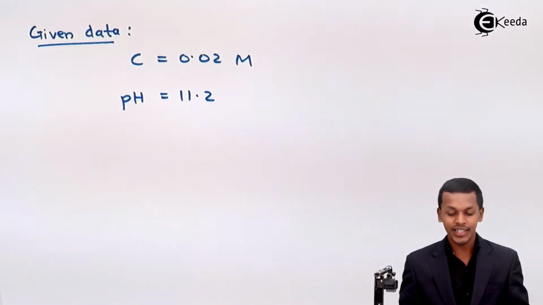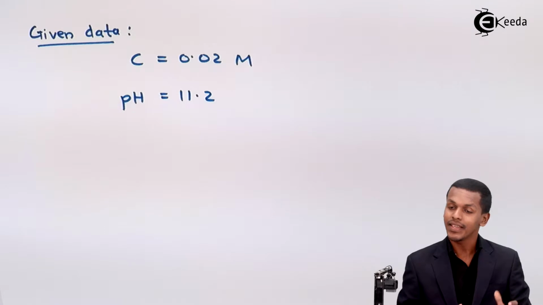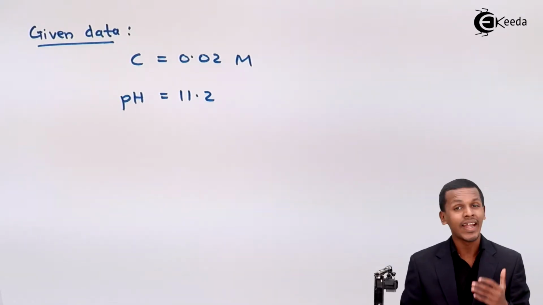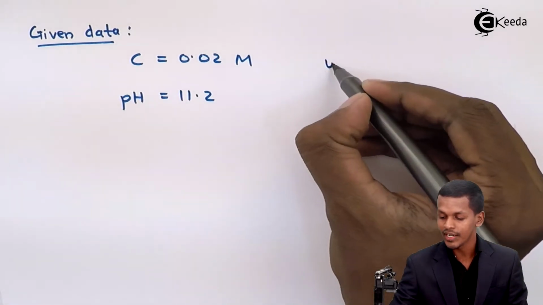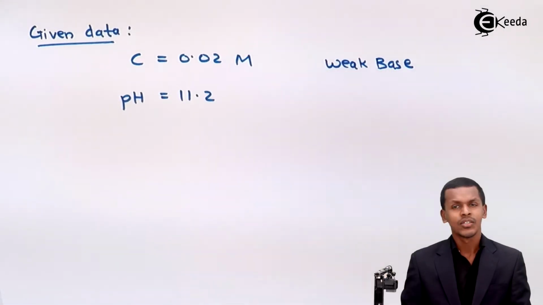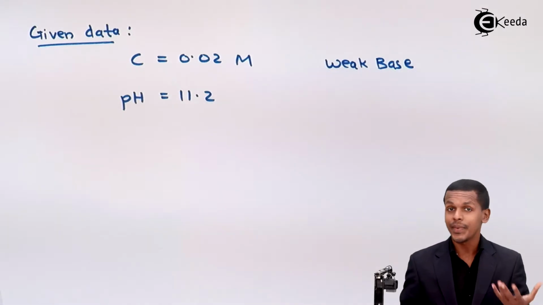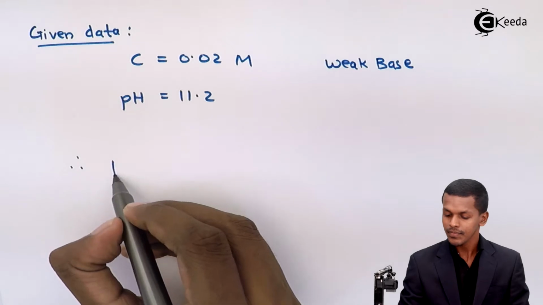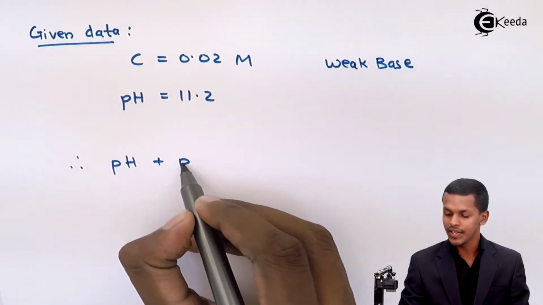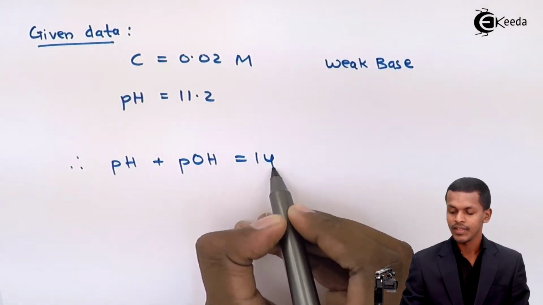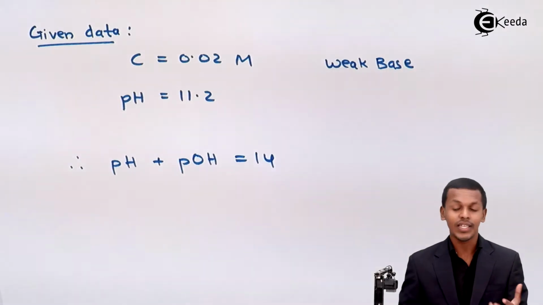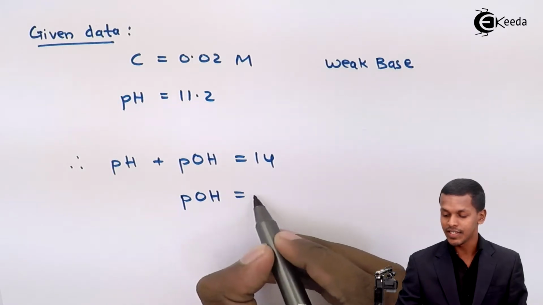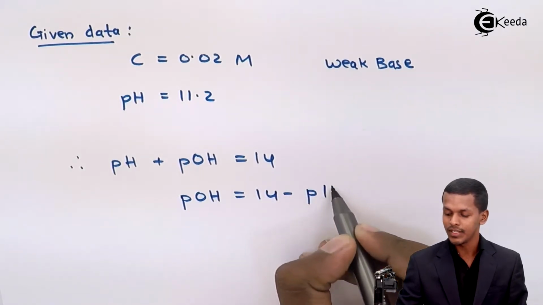And we have to calculate the degree of dissociation of a monoacidic weak base. Since the pH has been given to us, that is 11.2, and since we are talking about a weak base, it is now very easy for us to calculate the pOH. The relation that we know is pH plus pOH equals 14, so the pOH will be 14 minus pH.